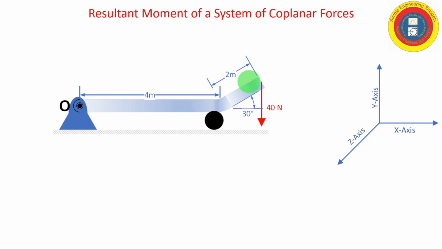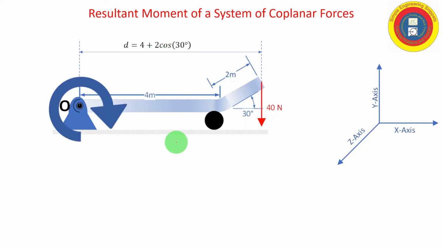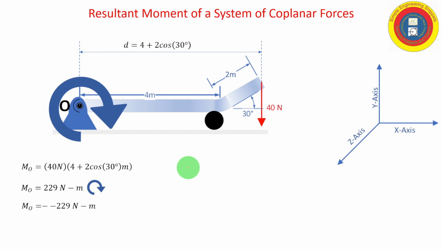Once again, we have a 40 Newton force acting at the end of this member, and we need to determine the line of action, the perpendicular line of action between the point of the moment, which is point O, and the line of action of the force. And in this case, that is going to be equal to 4 meters plus, using a little bit of trigonometry, 2 times cosine 30 degrees. And once again, this is going to be in the negative z-axis direction. And so now all we have to do is do the arithmetic. And we get that the resulting moment is 229 Newton meters clockwise or in the minus z direction.